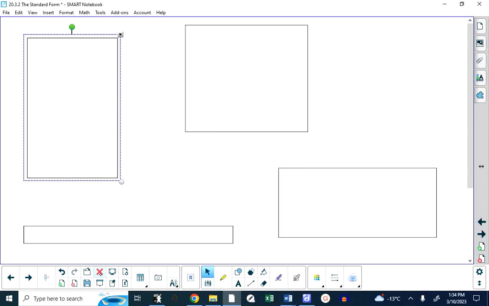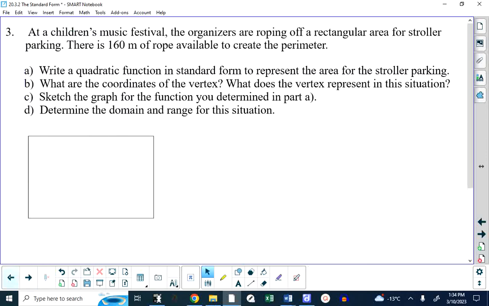But here's the problem. If you were designing this, and it would probably be an engineering problem, not a parking lot problem, what dimensions should you make the rectangle to get the most area? I mean, if they only have 160 meters, they're confined to that. But clearly they don't want to make this. They don't want to make that. They want to make something that has more area. So we're going to learn how to solve this problem.